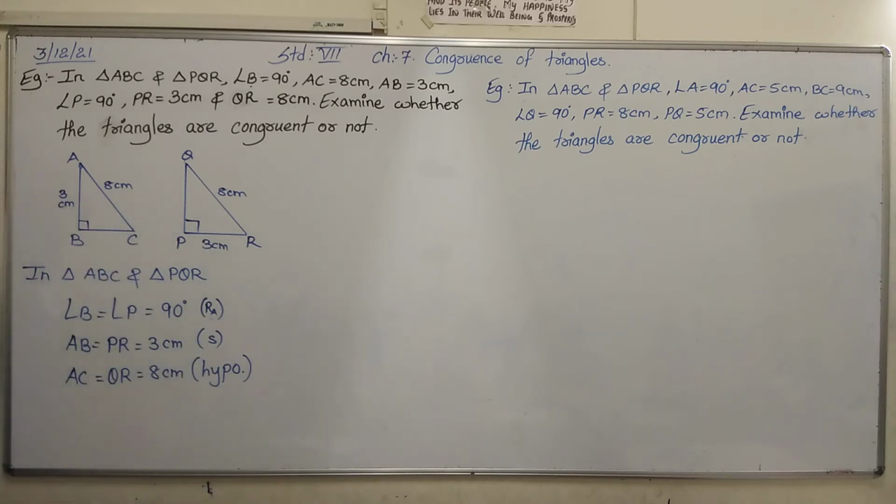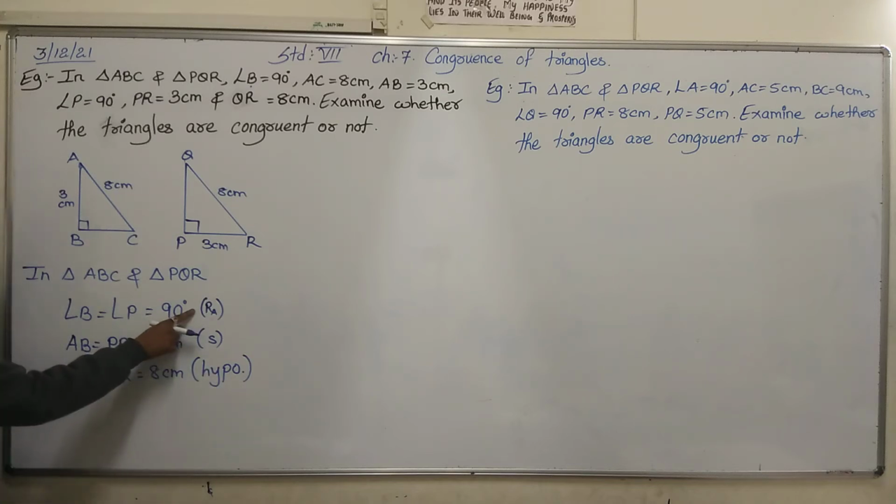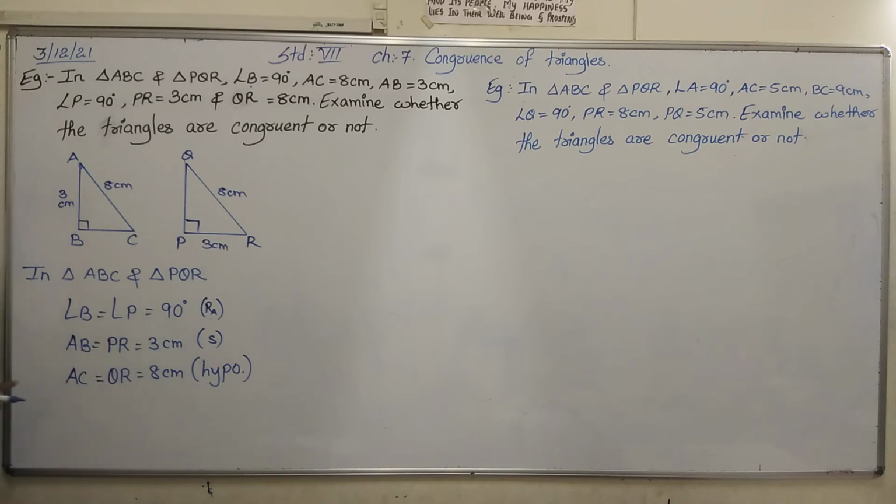Right? So in triangle ABC and triangle PQR, angle B is same as angle P, 90 degree. That is your right angle. AB is same as PR, 3 centimeter, one of the side. AC is same as QR, 8 centimeter. That is your hypotenuse. Right angle, hypotenuse, side. So we can apply RHS criteria, right?